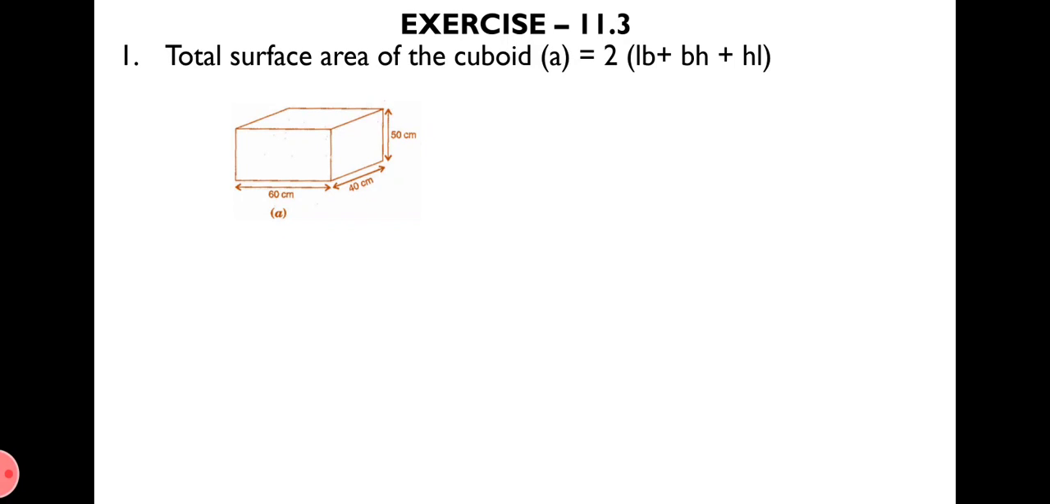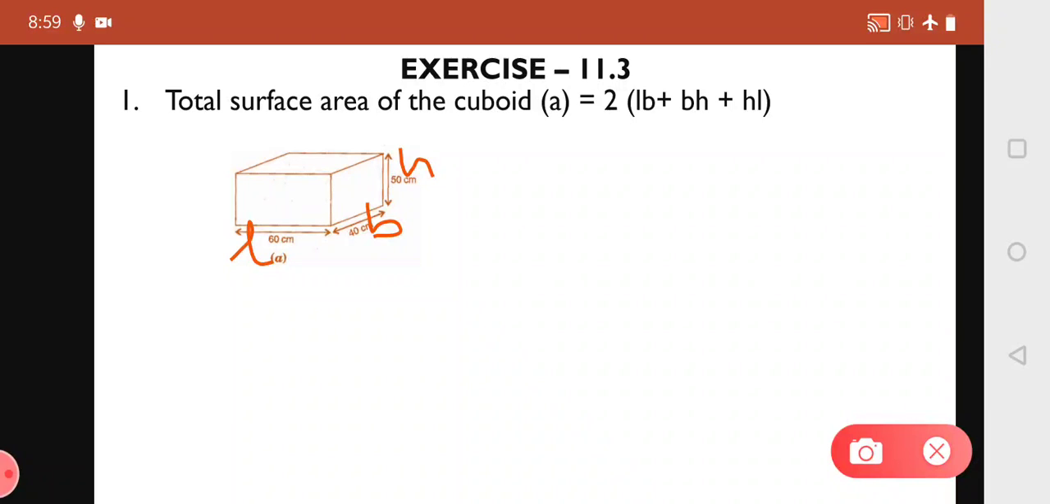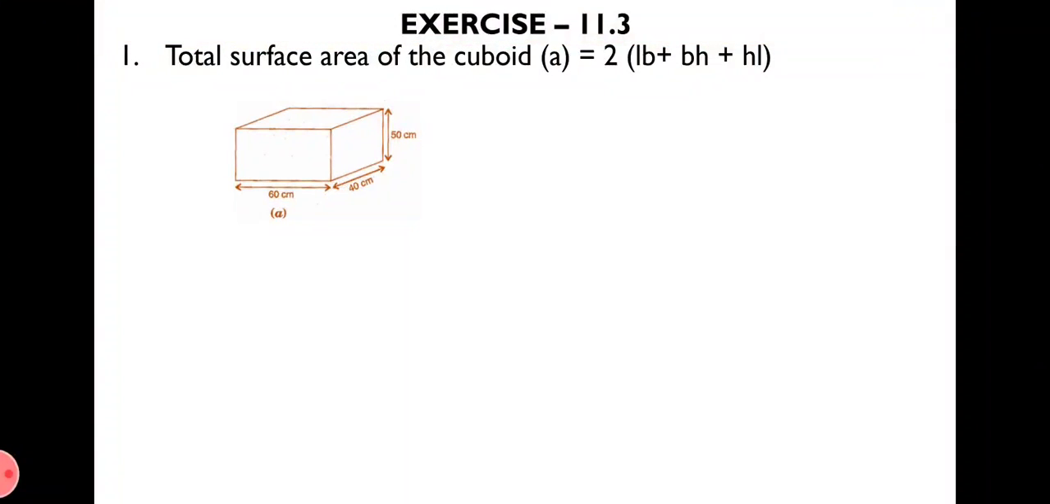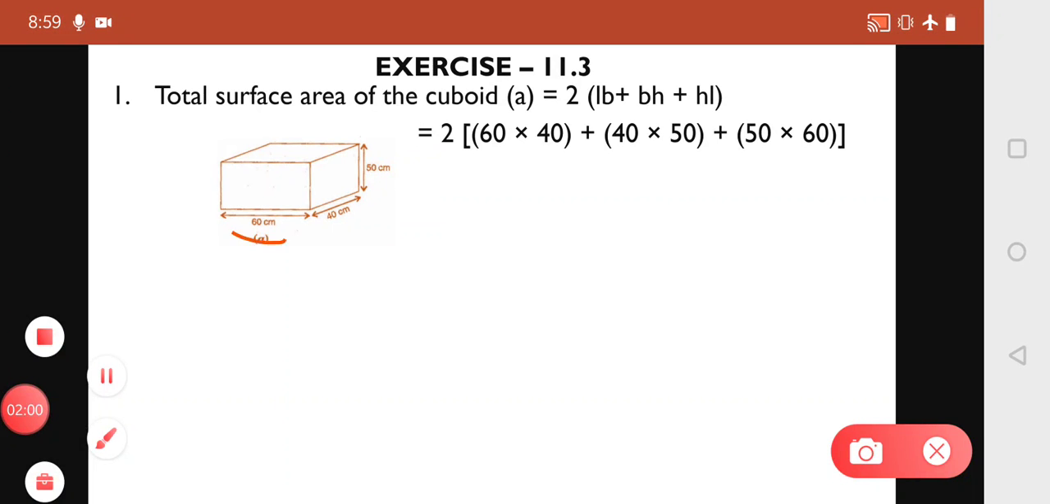So here you can see that length is 60 centimeter. This is our length, this is our breadth, and this is our height. So we have to insert the values accordingly, then only you will get the perfect answer. Don't make mistakes in taking length, breadth, and height. That is equal to 2 times length into breadth. Now here you can see length is 60 centimeter and breadth is 40 centimeter. So we'll write 60 into 40.